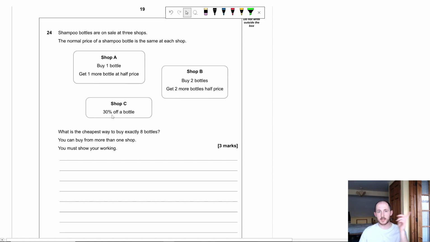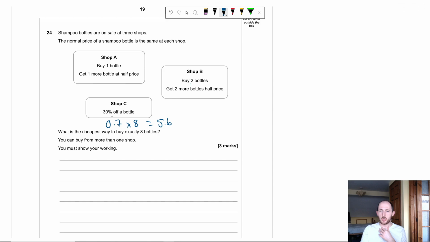Now, if you have 30% off a bottle, that means you're going to be paying 0.7 of the price, right? So if I were to buy all 8 bottles like that, what would I get? Well, I'd get 8 times 7, right? And then I'll just need to divide it by 10. So 8 times 7 would give me 56. So it'd give me 5.6 bottles here.